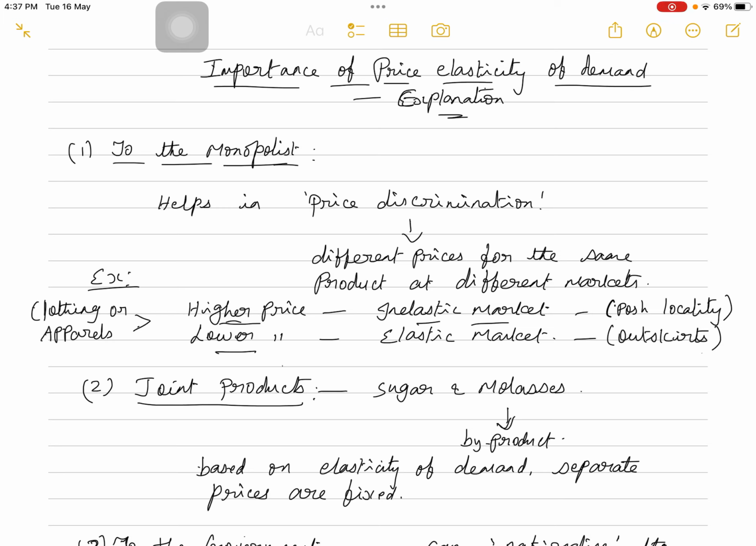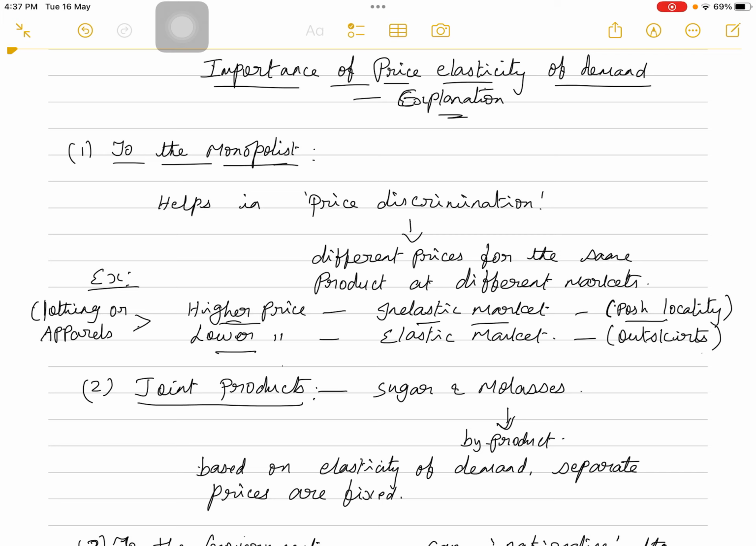Let us take an example. A seller is selling in the clothing industry, a boutique, clothing or apparel. He will charge a higher price for the same dress, the same apparel, in whichever area has an inelastic market. Normally in posh localities, the demand will be inelastic, because the people are reasonably wealthier, so they don't mind paying higher prices for that dress or clothing. So the seller can charge a higher price in that market.